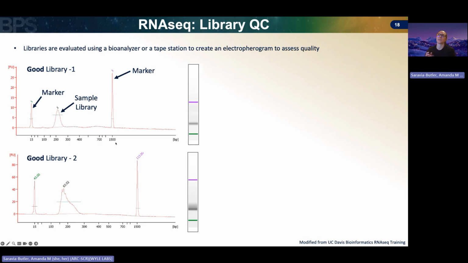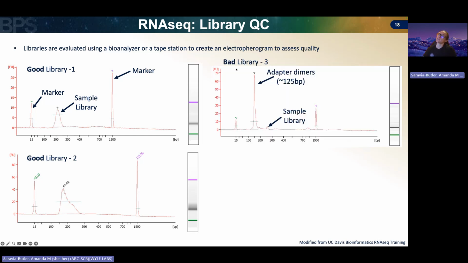This is just looking at a couple examples again of good RNA-seq libraries. We have our low-end marker in both of these, our high-end marker, and then we see just one clear peak, which represents our libraries. And these, of course, have a little bit of a spread because you're always going to get a range of sizes for your libraries when you do your size selections.